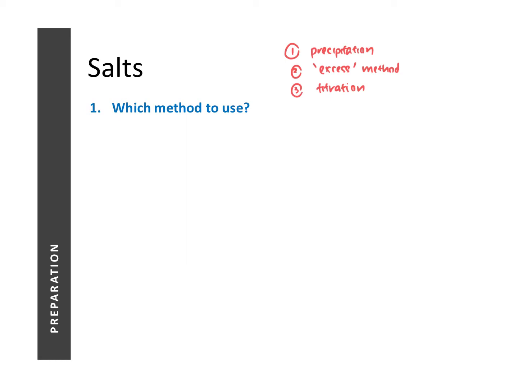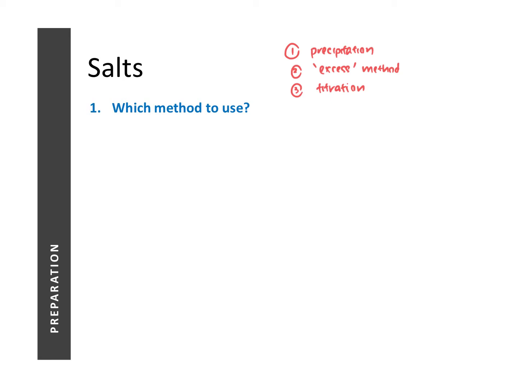Okay, one question that you may have now is why is excess in open inverted commas? Because that's not a real name. That's a name that allows you to remember the method, right? Because it involves adding excess of something. All right, so therefore for convenience we call it the excess method, but it's not a real name.